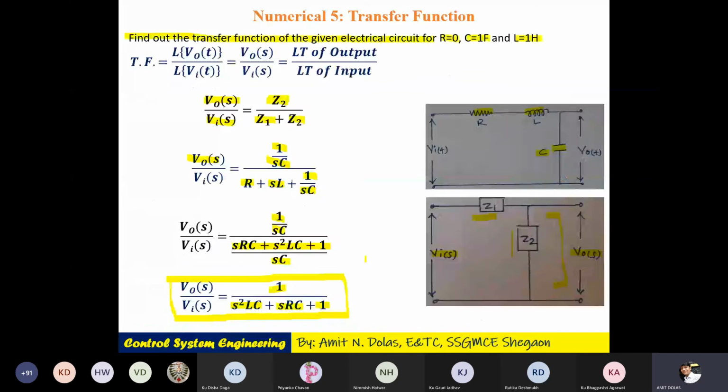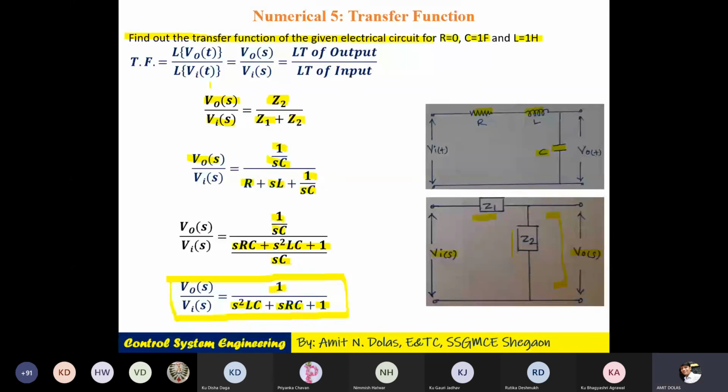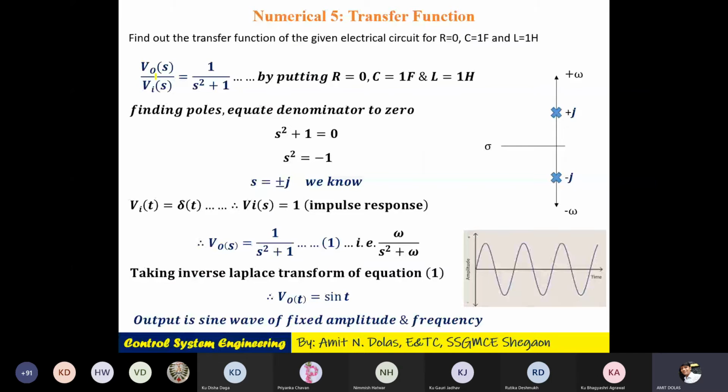So here we have to put values in the transfer function. Putting the values, R is equal to 0, C is equal to 1 farad, and L is equal to 1 Henry. We get the final transfer function as 1 divided by S square plus 1. Finding the poles, what about zeros? Zeros are not here. In the numerator there is only 1, so there is no zero.